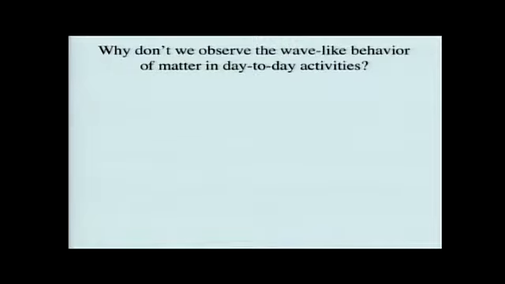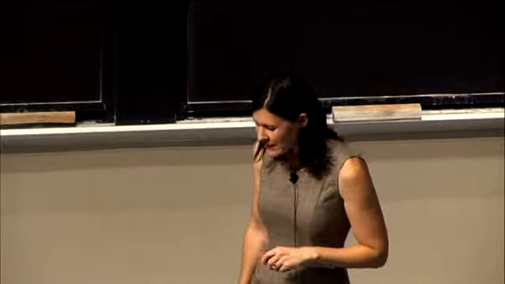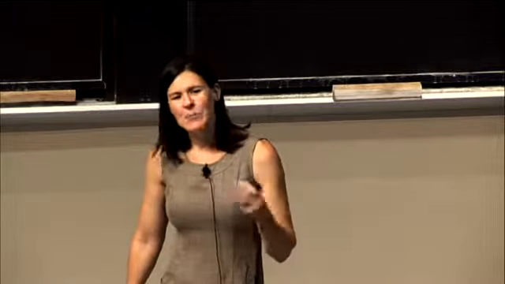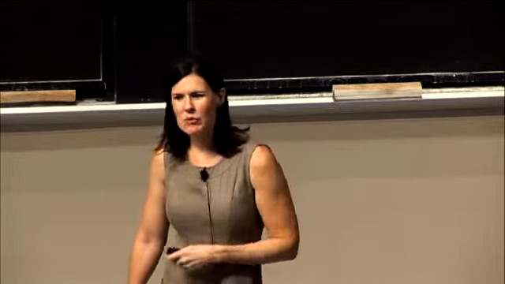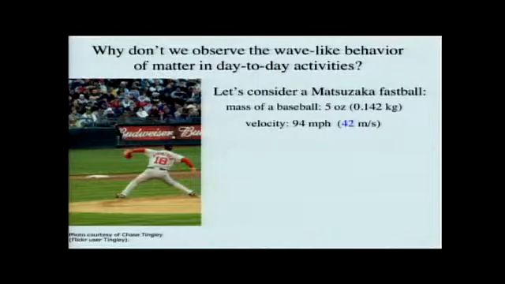Why is it that we're never observing this? For example, why is it the table doesn't diffract as we bring it through the door? Why don't we see the influence of the wave-like behavior on everyday matter? So it turns out that he could have picked anything to explain this and hopefully done out the calculation, and we'll do this ourselves. And the example we'll pick is considering, for example, a Matsuzaka fastball.